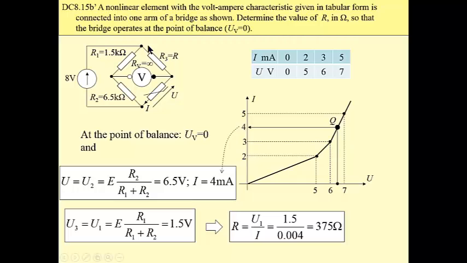Then the voltage across this resistor is the same as the voltage across R sub 1, as the bridge operates at the point of balance and this voltage is equal to 0. Then knowing this voltage, which is 1.5, and knowing this current, which is 4 milliamps, already calculated, we may find from Ohm's law that the value of this resistance necessary for this bridge to operate at the point of balance is 375 ohms.